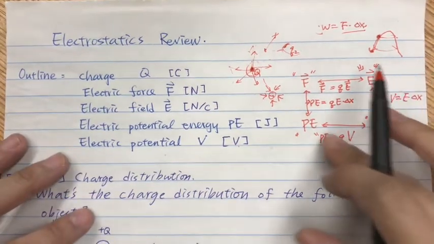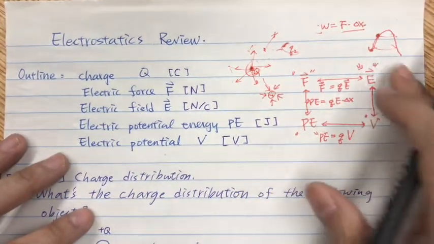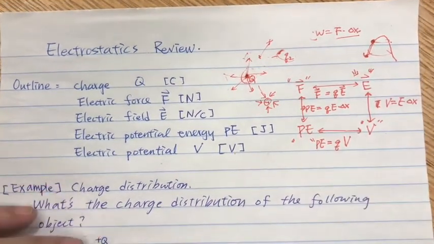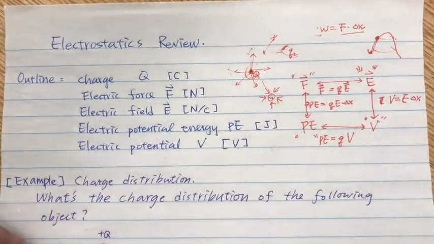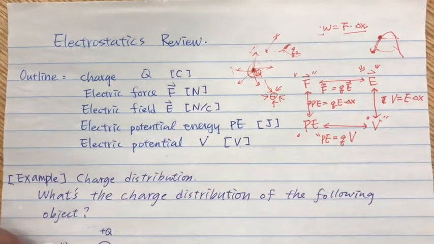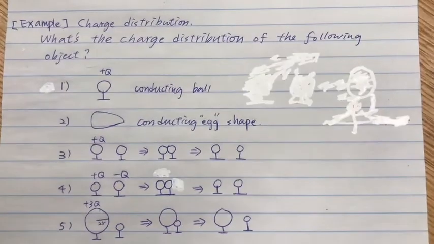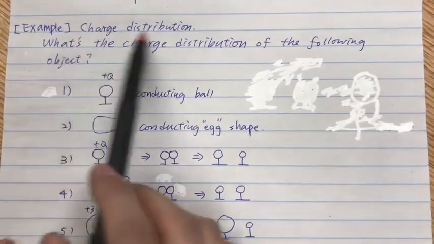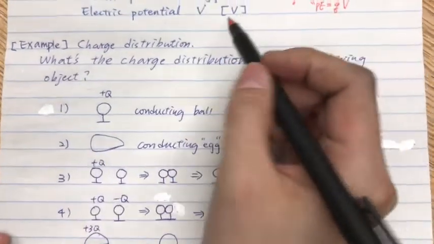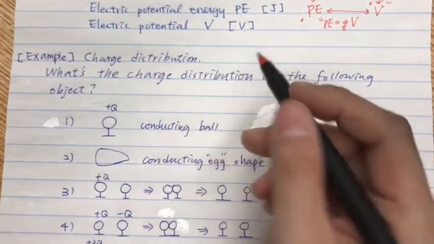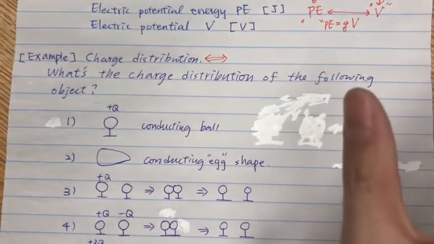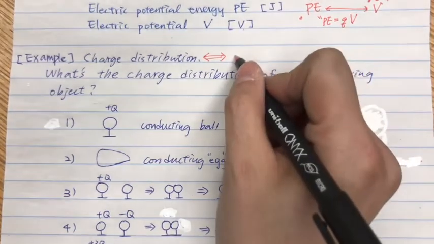Okay, so this is just a generic relation between these four, but how to use that will take some practice, and that's what we are going to do in the following 3 examples. This example is about charge distribution. Charge distribution actually relies on the concept of equal potential.